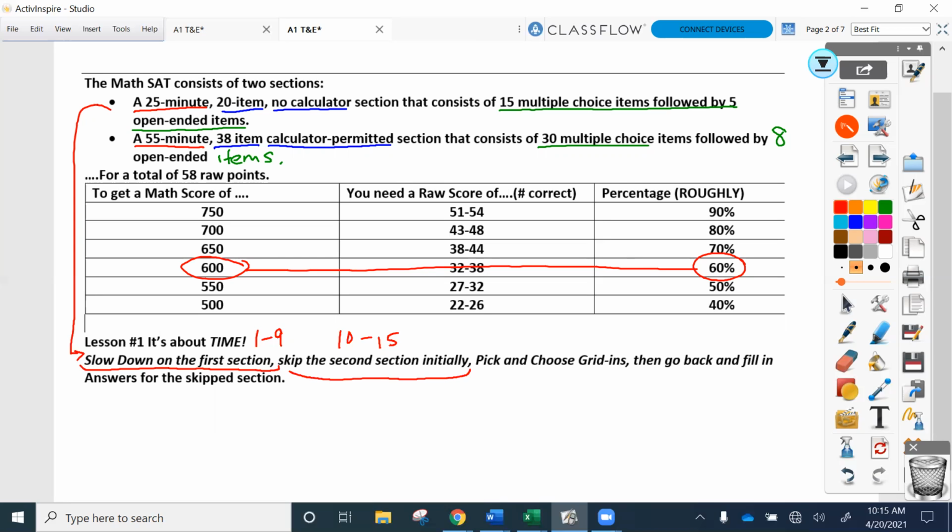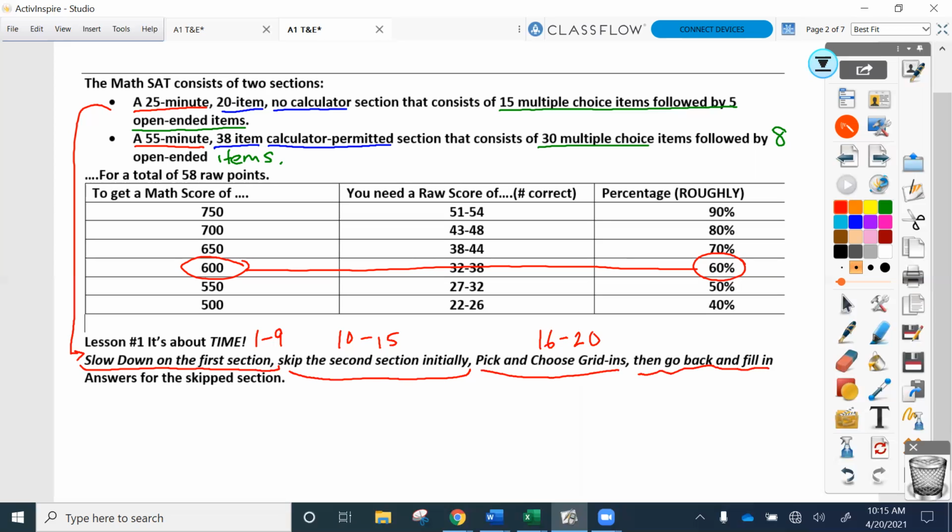Then on the grid-ins, we're talking about numbers 16 through 20. It starts again, it reboots. So the easy grid-in problems are like 16, 17. So you're going to pick and choose the grid-ins that you can answer. And if you have time left, and it's okay if you don't, then you can go back and work on some other problems.